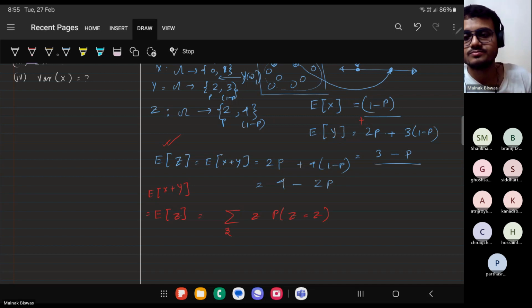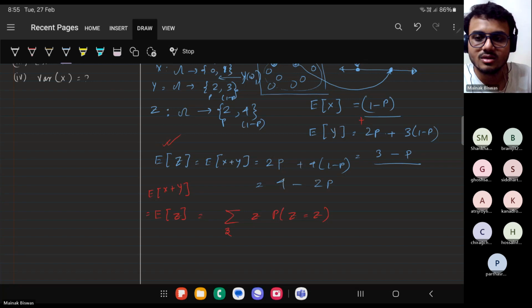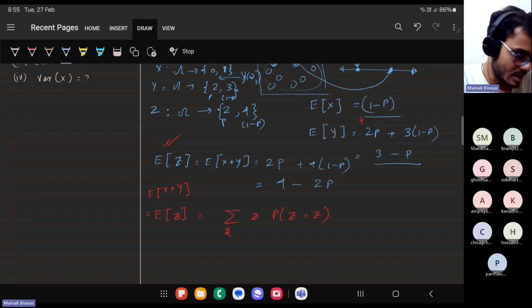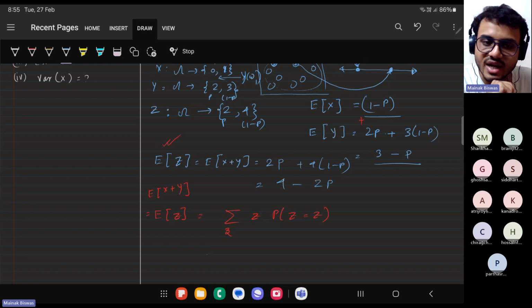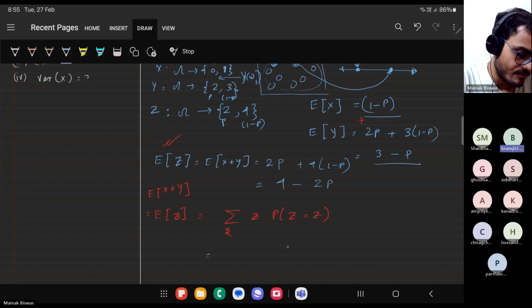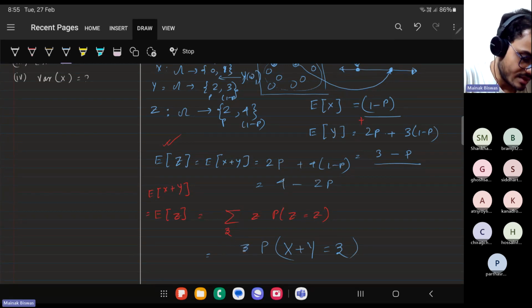Yes or no? A simple definition. Okay. So what is Z internally defined as? X plus Y. So it's X plus Y equal to small z. Is this probability? Okay.